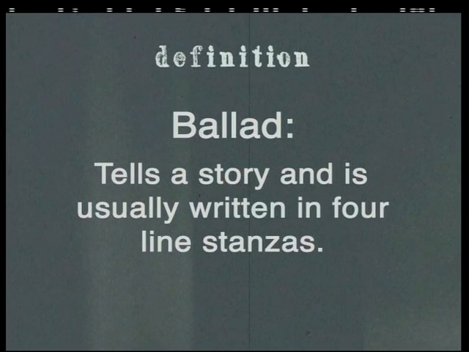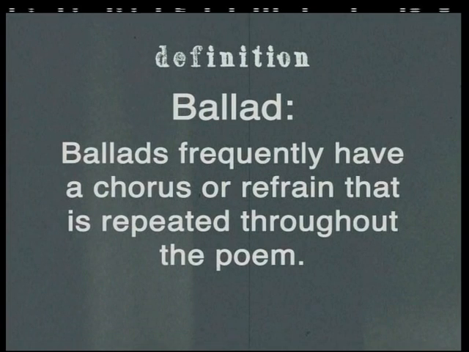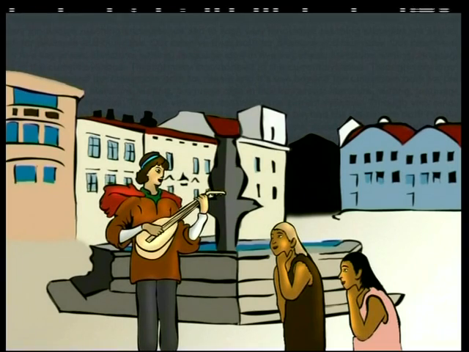A ballad tells a story and is usually written in 4-line stanzas. Ballads frequently have a chorus or refrain that is repeated throughout the poem. Ballads were originally songs sung by wandering minstrels in the Middle Ages. They fulfilled an important function as a form of communication. During the Middle Ages, there were no newspapers, phones, or sophisticated media. As you can imagine, sometimes the minstrels would embellish the stories to make them more interesting, so the ballads weren't always strictly accurate.